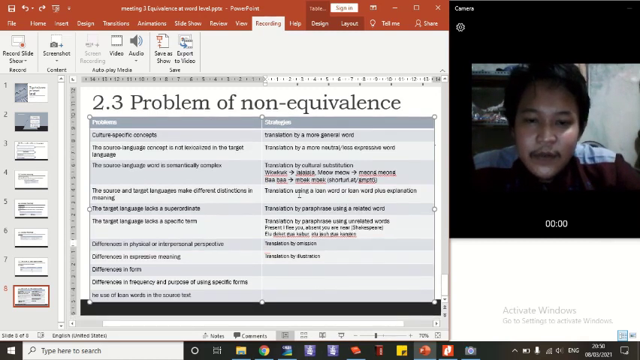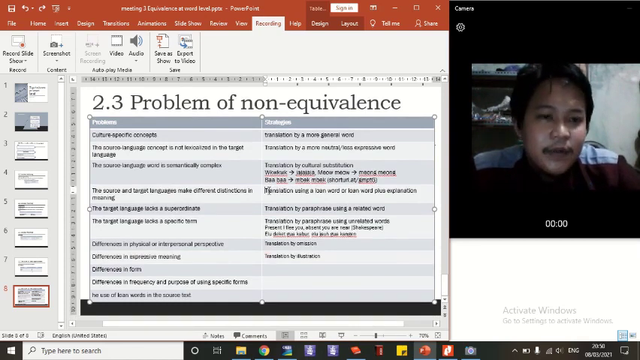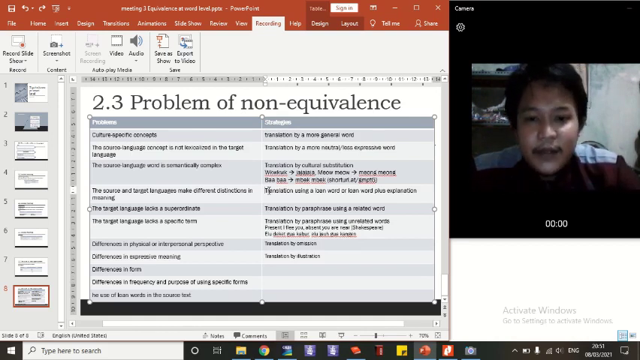Translation using a loan word or loan word plus explanation. Yeah, for example, like what I said before, Rajaban, ya. People in Semarang celebrate Rajaban or conduct a Rajaban event. Rajaban event, you put a comma and give the explanation. An event held to celebrate blah blah blah blah blah.